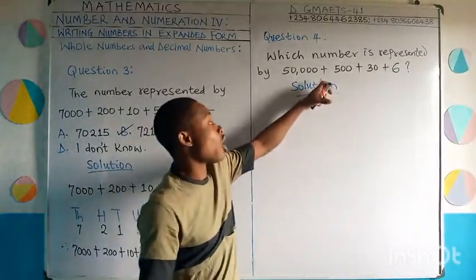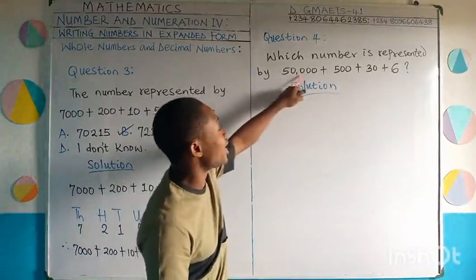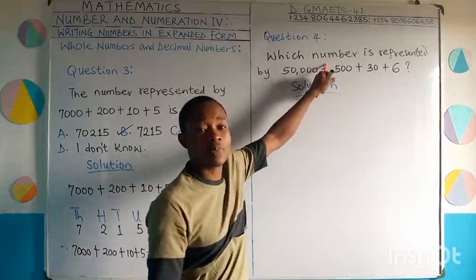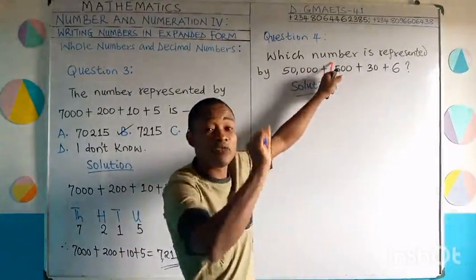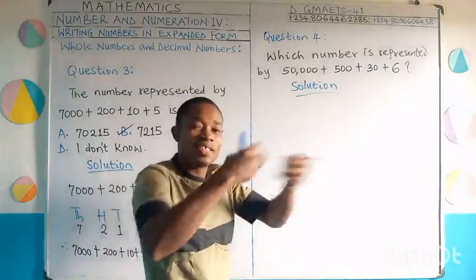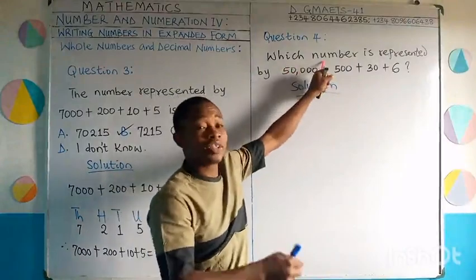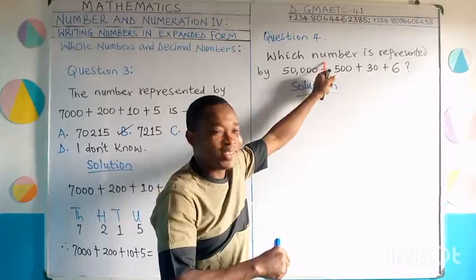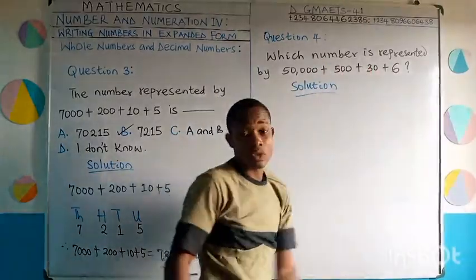Although, like in this case now, all I was supposed to do is to notice that after 50,000, tens of thousands, the next number that is supposed to come is 1,000. And because there is no 1,000 here, it means I'll fix 0 there. So that even if I decide to extract the first digits, it will be 5 from the 50,000. There is no 1,000, so you extract 0, then you move on to 100, you pick the 5, move on to 10, you pick 3, then this unit.